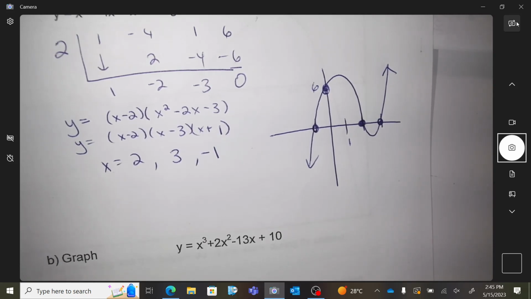Okay, so after those factors, we got all the x-intercepts, got a y-intercept, we knew the shape. Make sure you put tick marks somewhere, once on a y-axis, once on an x-axis.